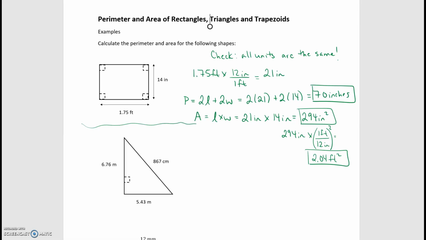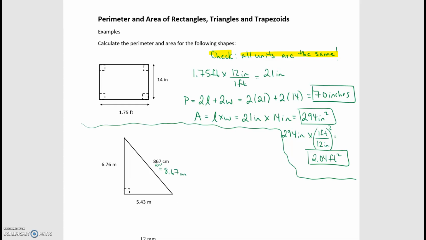Okay, so now let's take a look at this triangle question. Once again, the important check will always be that all units are the same. So looking at all the units, 2 of them are in meters and 1 of them is in centimeters. So it probably makes sense to change the one that's centimeters into meters. So centimeters to meters, that's 1 meter is 100 centimeters. So there's the decimal place. We'll move it in 2 places to get 8.67 meters.